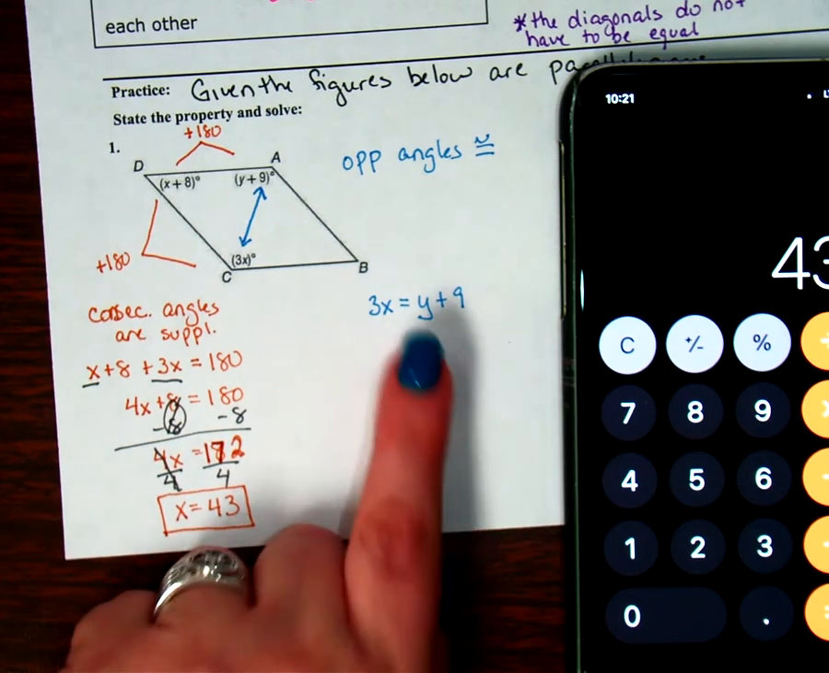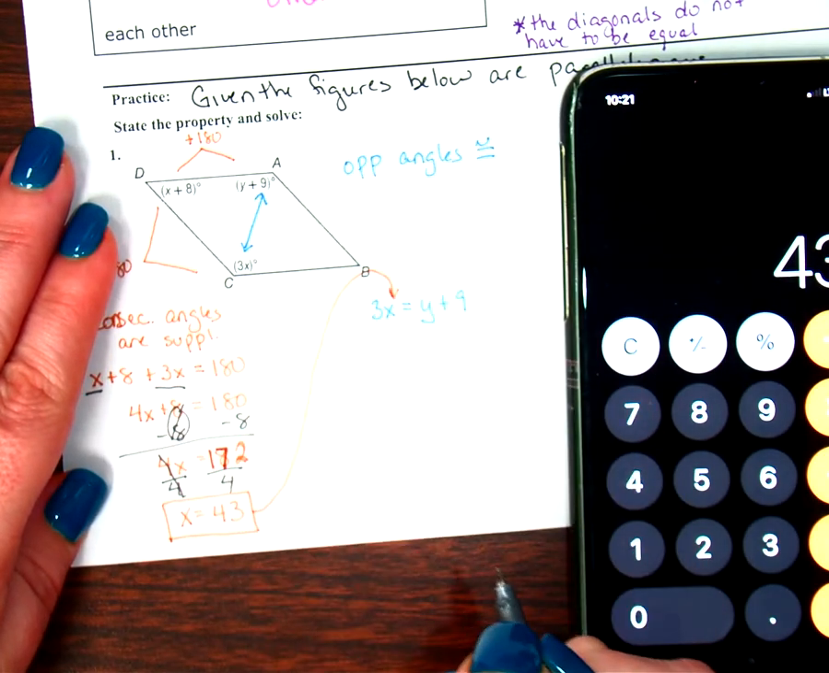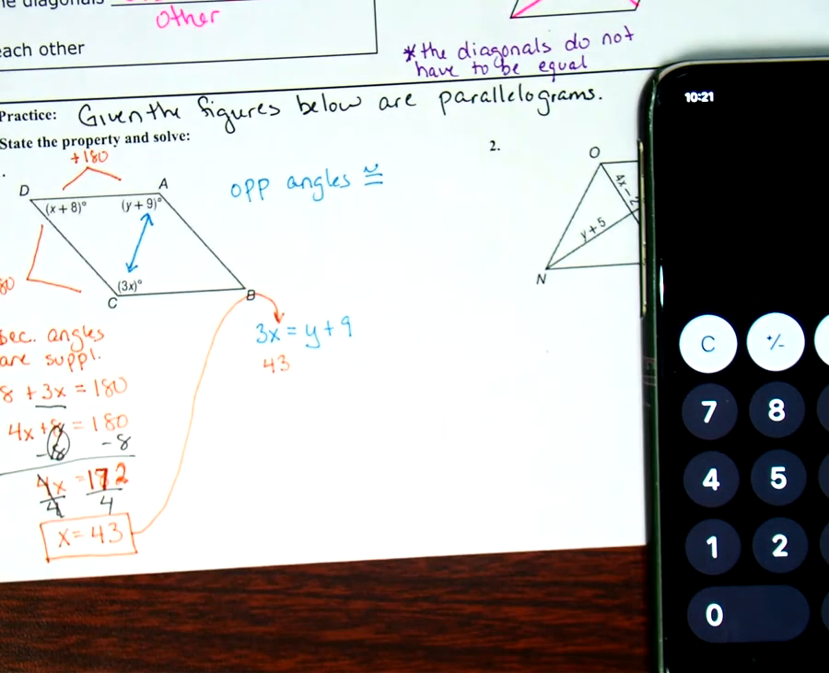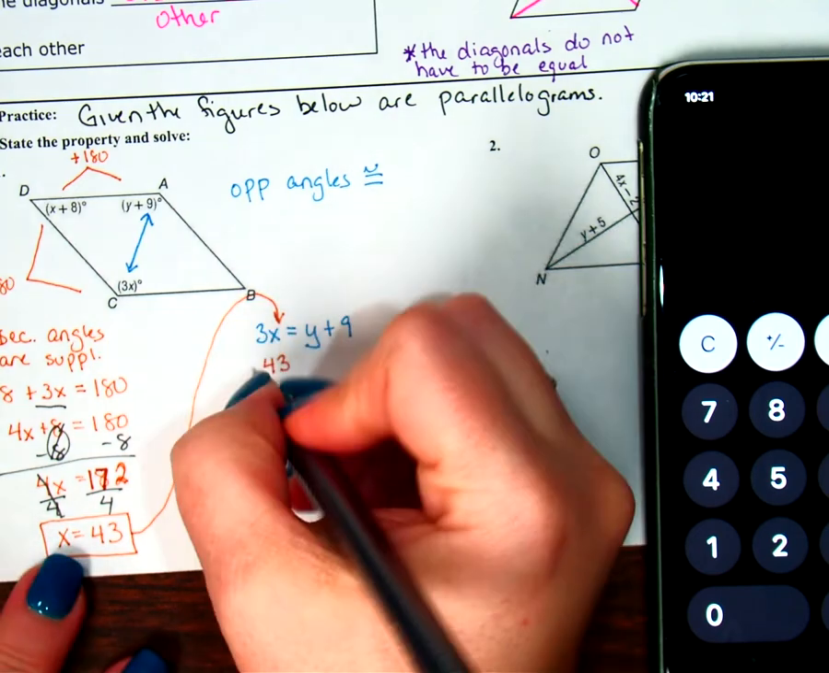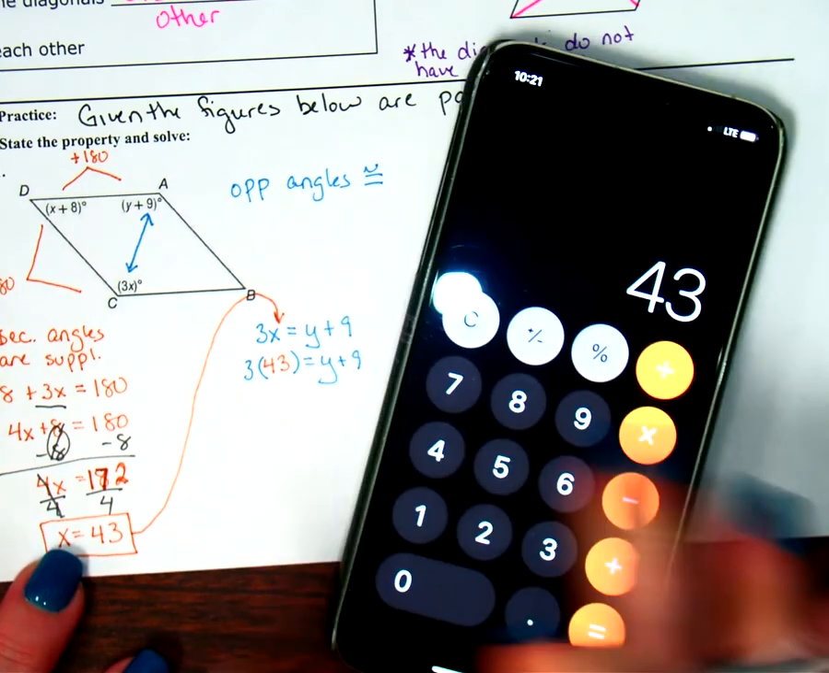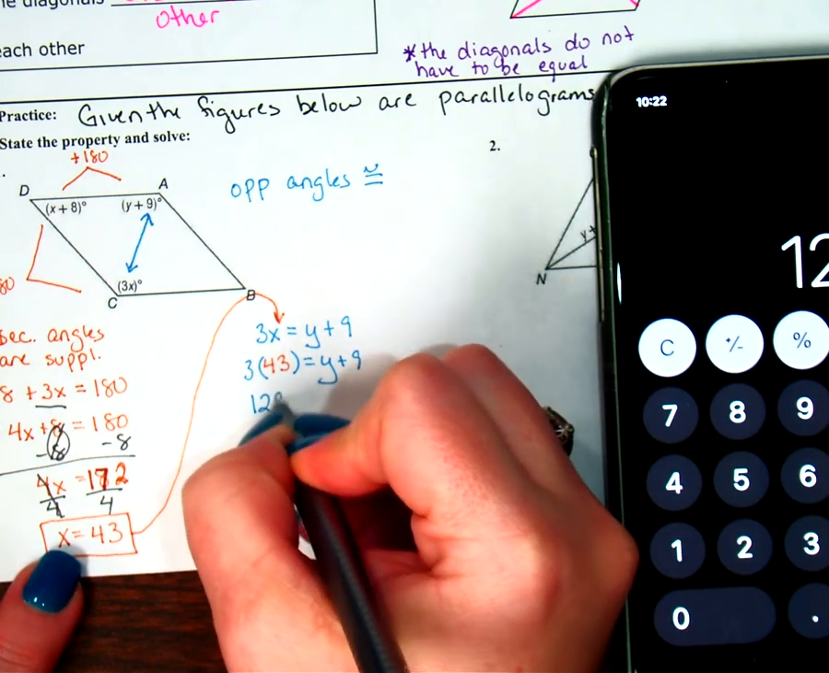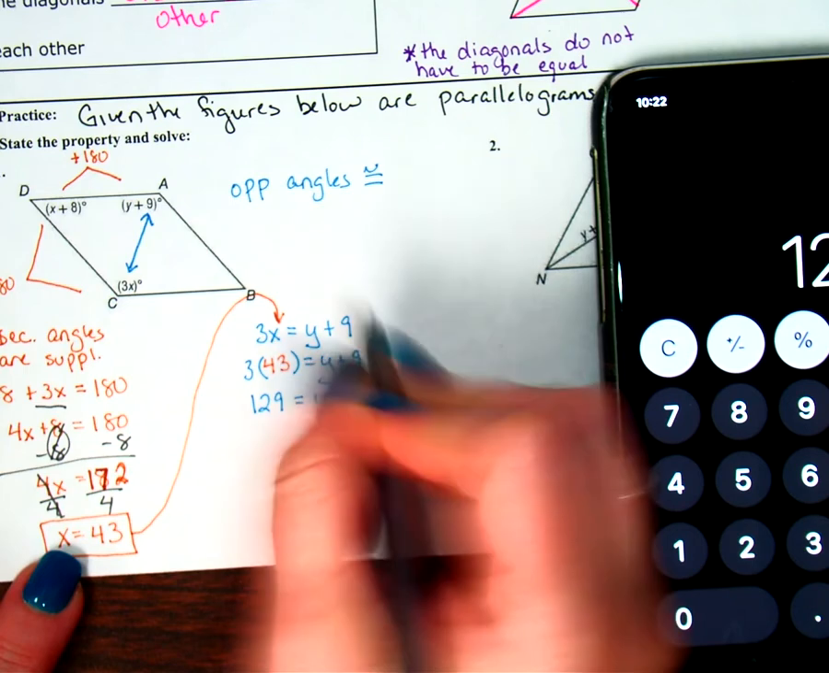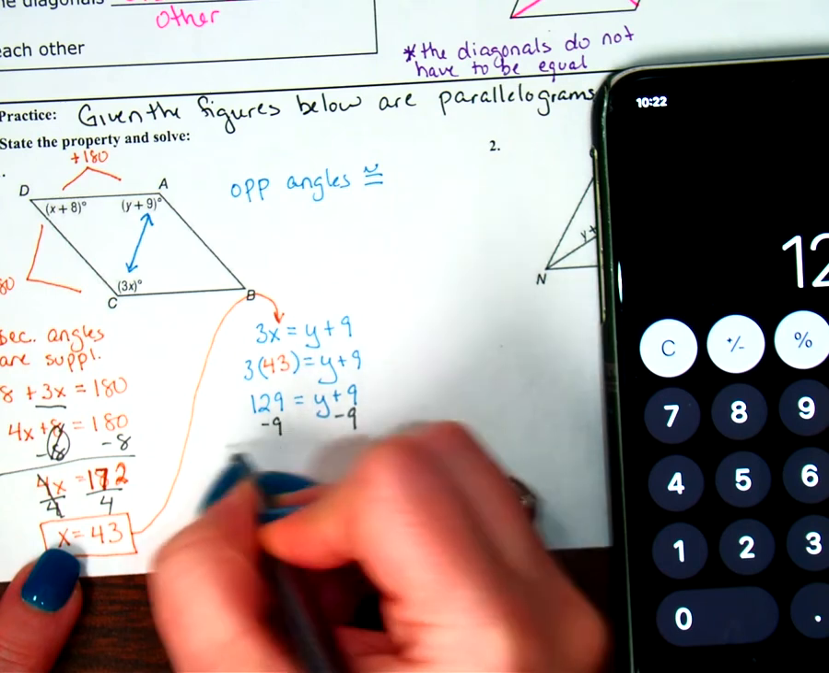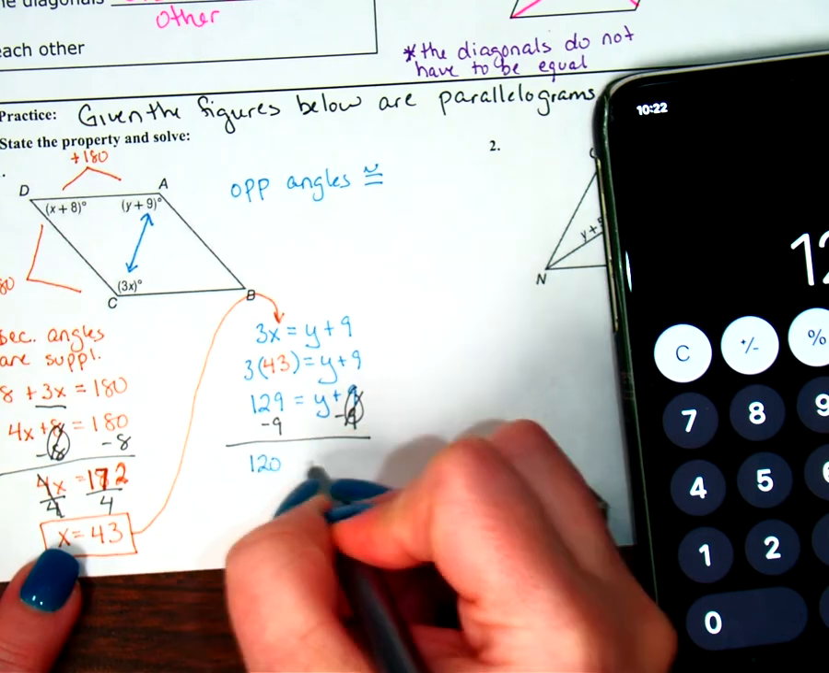Well, now I could plug that in over here so that I could find y. I know x is 43. So let's find y. 3 times x equals y plus 9. So 3 times 43 is 129, and that equals y plus 9. I'm going to subtract 9 on both sides because I'm moving to the other side of the equals, and I'm going to end up with 120 equals y.